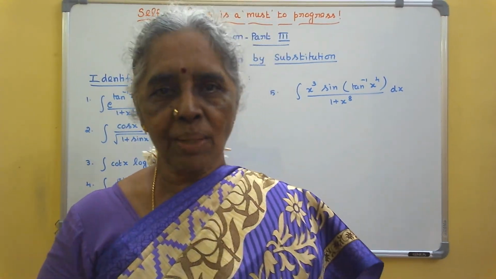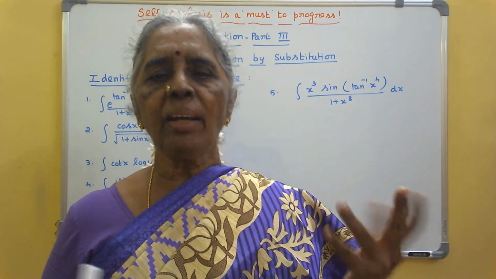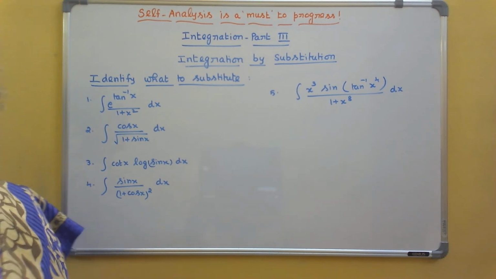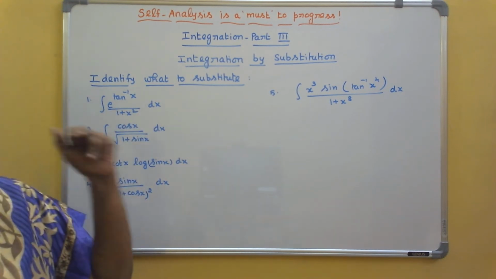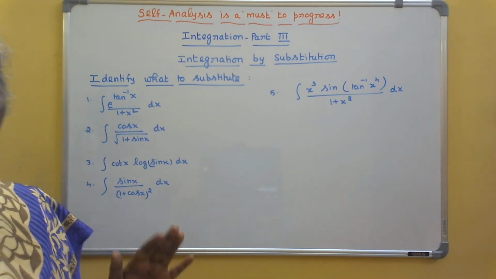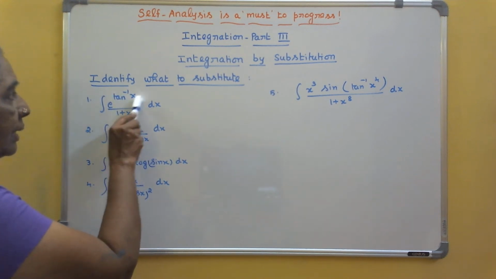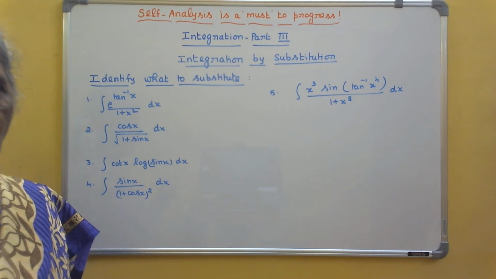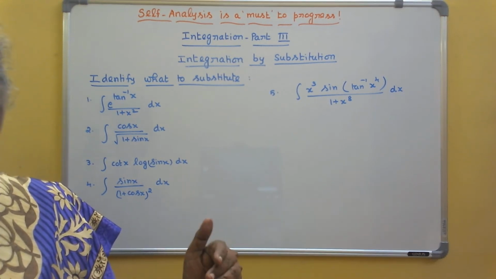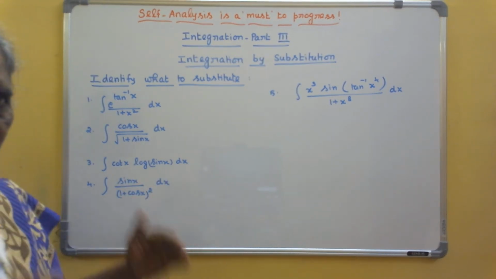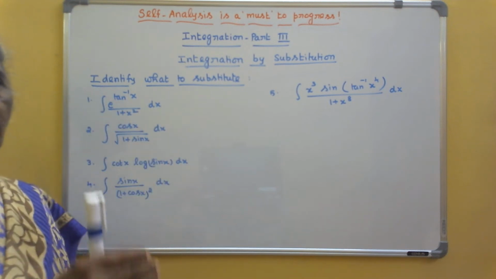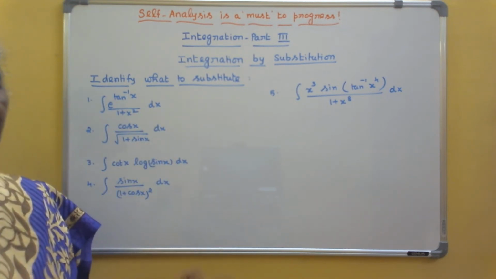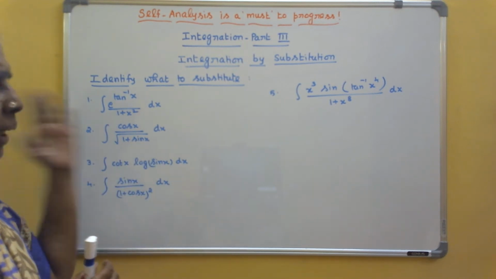Shall we see a few sums in which we will identify what to substitute? Okay. e power tan inverse x by 1 plus x squared dx. You should now remember e power. In that power, what do you have? Tan inverse x. So you have to substitute tan inverse x as t, so that if you differentiate that, 1 by 1 plus x squared, which is the differentiation of tan inverse x, you will get that as some dt and you can proceed.